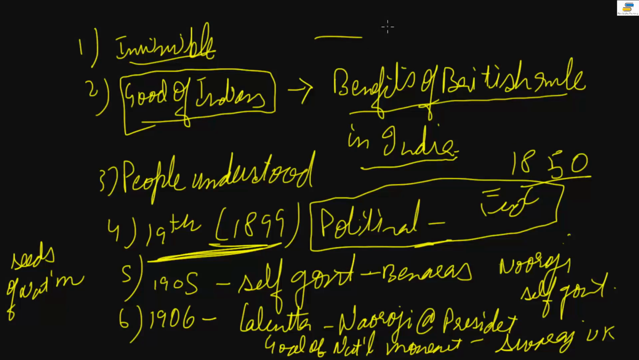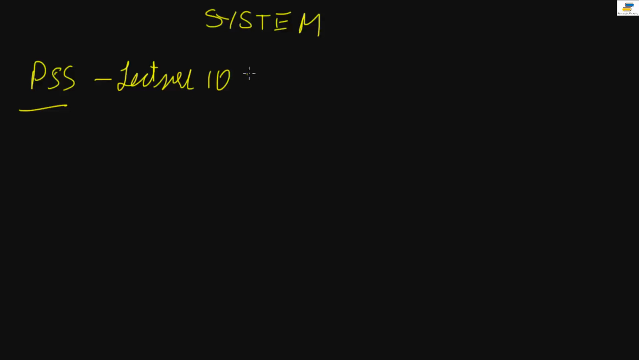All right, so next we move to the systems. I'll quickly finish this topic; there is not much to learn. First is the permanent settlement system. I'm not going to teach it here, I have done this in lecture 10. Please go and listen to that lecture. In lecture 10, it comes around the 21-minute mark, so you can always listen to it.